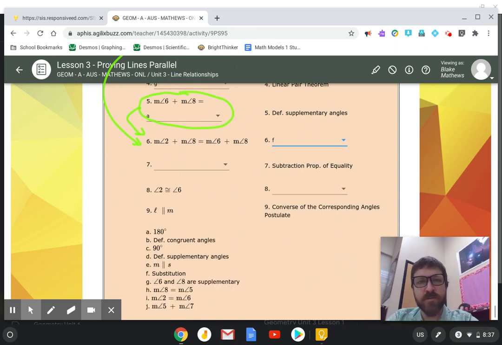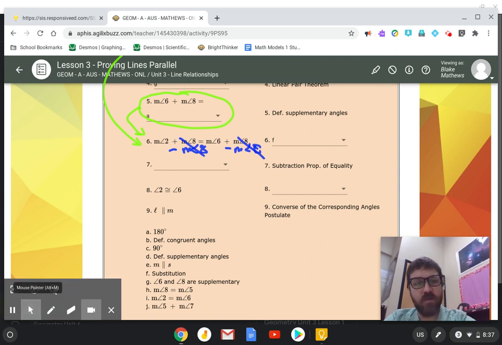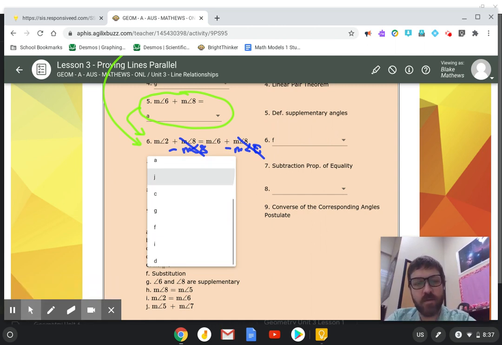Next one. Subtraction property of equality. That means I'm going to subtract the same thing from both sides of the equation here. Well, clearly it's going to be the measure of angle 8. I'm going to subtract the measure of angle 8 from both sides. They're going to cancel. And it's going to leave me with angle 2 is equal to angle 6. Answer choice I.